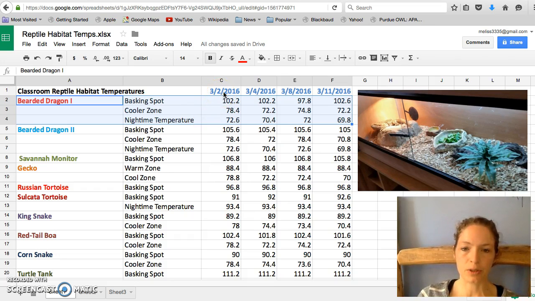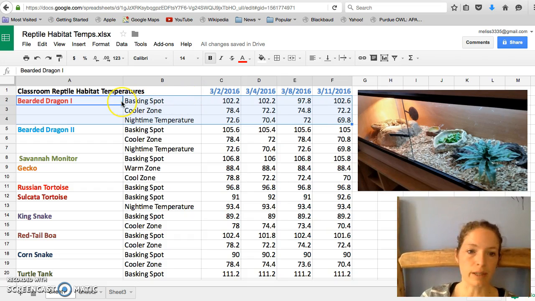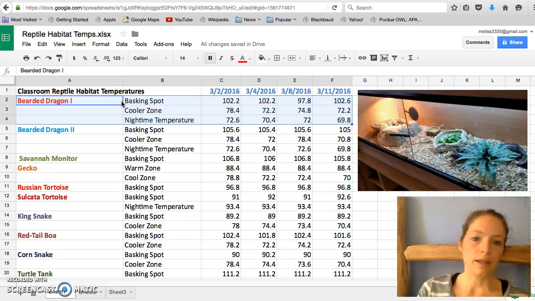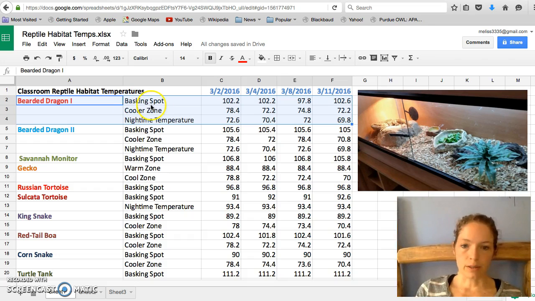I've been taking the temperatures twice a week, and this is data that I will be having the students collect, and I'll be setting up a lab where the students are collecting the data. So what I want to do right now is look at some of the data and figure out ways that the students can use this data. So now that we've collected these temperatures, now what can we do with this? What I'm looking at right here is bearded dragon number 1. So this is some of the data collected over the past 2 weeks from his tank.